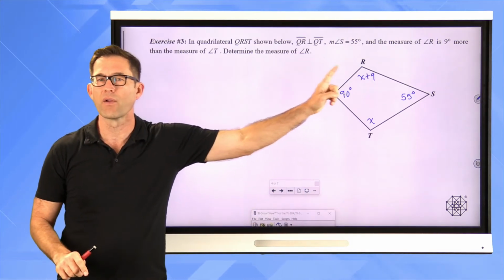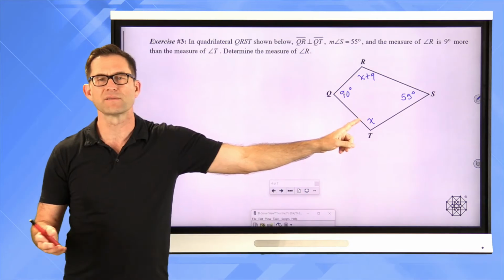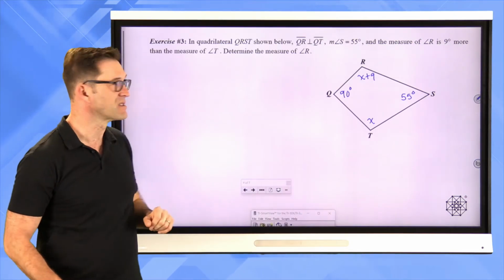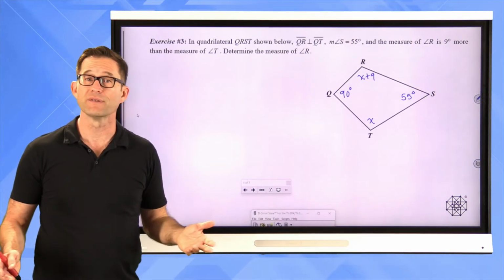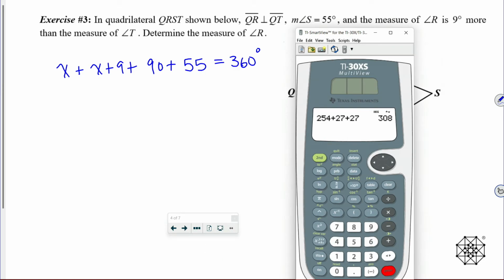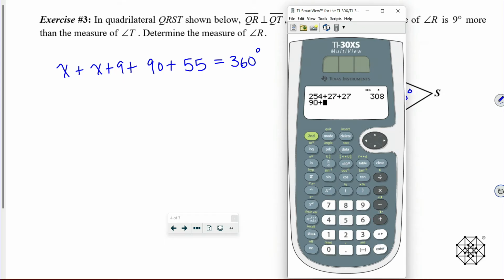Now I want to determine the measure of angle R, which is X plus 9. But if I can solve for X, then I can just add 9 to it and I'll have my final answer. Now what do I know? Well, what I know, obviously, is that those 4 angles have to add up to 360 degrees. So if I said X plus 9 plus 90 plus 55, all of that would have to be 360 degrees. All right. Now I think I'm going to combine some like terms, right? I've got my 90 plus 55 plus 9. That's going to be 154. So I'm going to have x and x, so 2x plus 154 is 360.